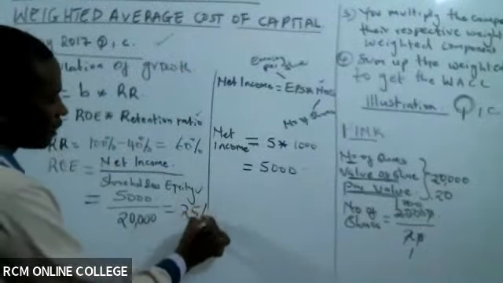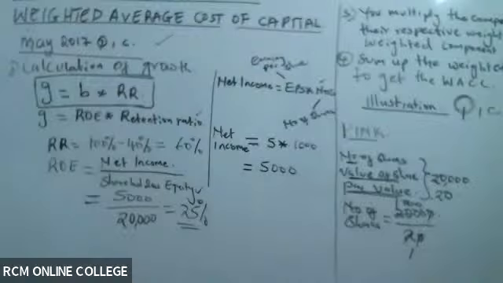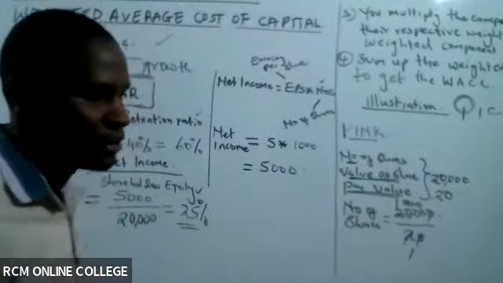So that is our ROE. That is our B, 25%. Now, can we get our G? Tell me, this formula is very important. Can you get G for me? Everyone is now getting G. Once we get G, we are good.